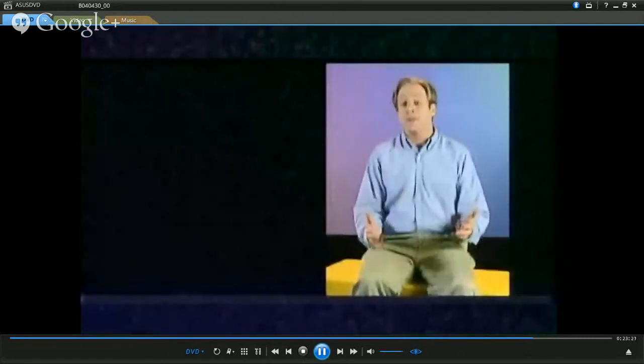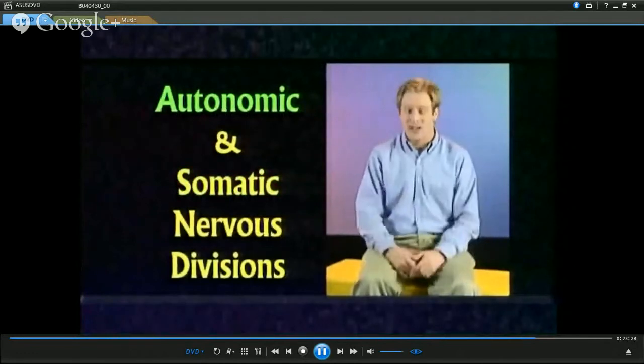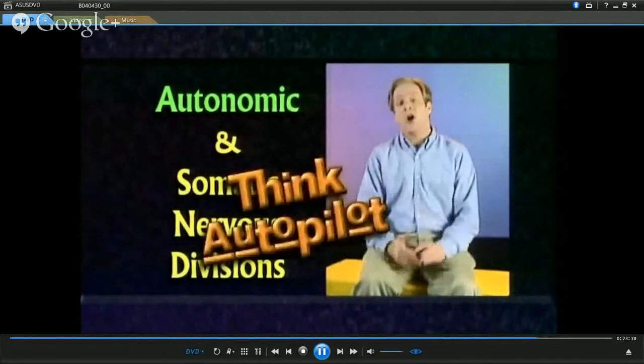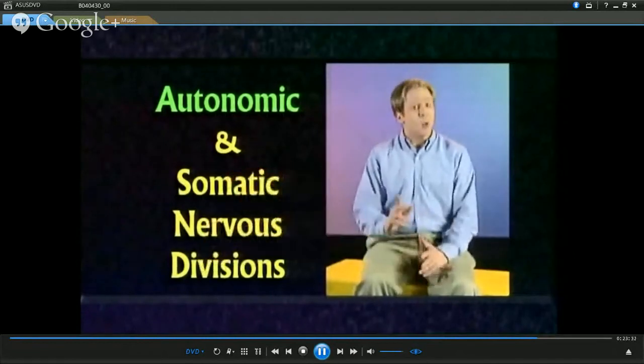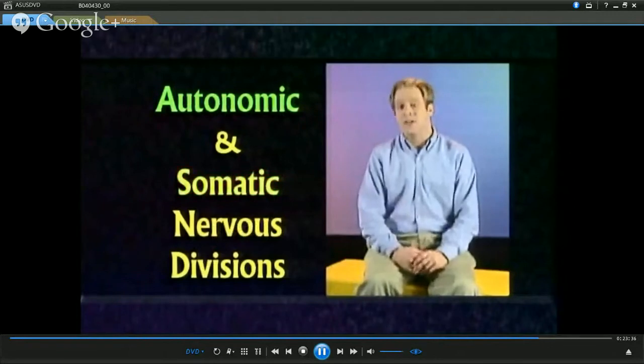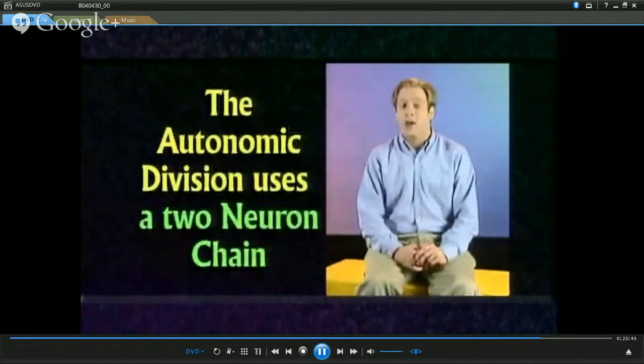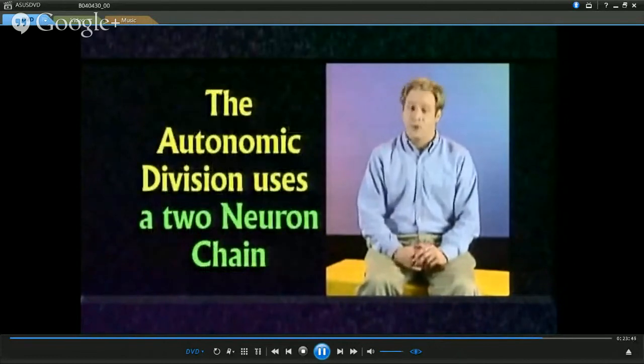So, you can see the difference between the autonomic and somatic nervous divisions. The autonomic divisions control things you didn't even know needed controlling. So when you think autonomic, think autopilot. But there is one other key way in which the somatic nervous division differs from the autonomic nervous division. The somatic division uses only one neuron to link an effector organ to the central nervous system, while the autonomic division uses a two-neuron chain.